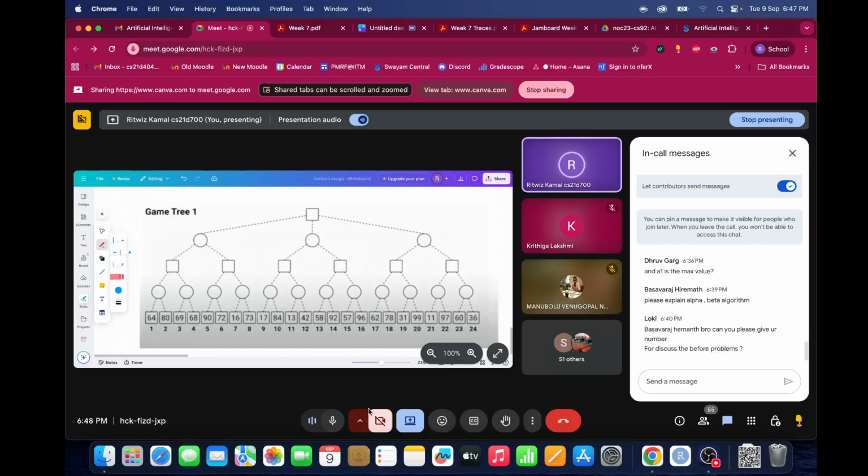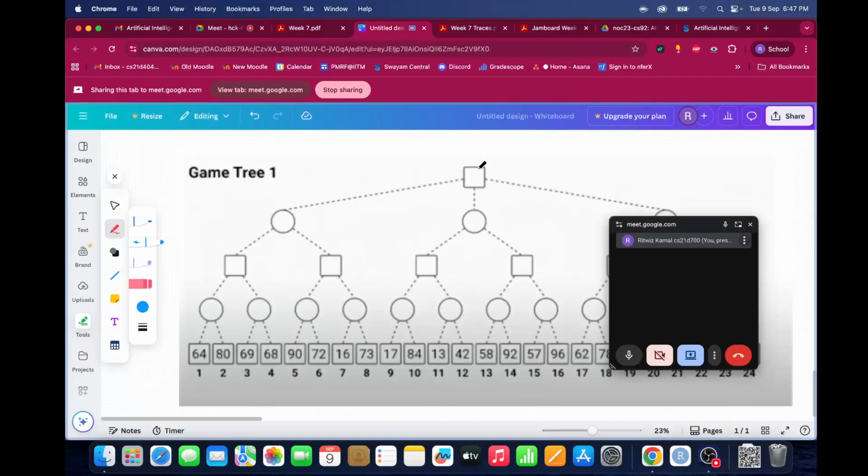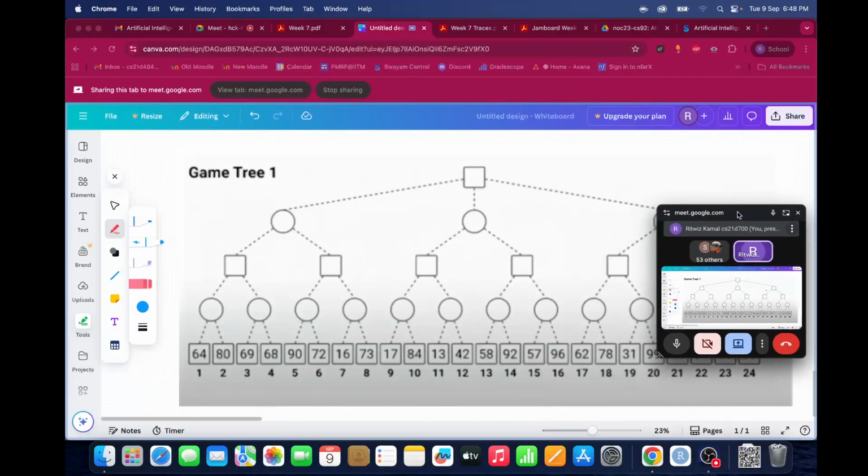Okay, let me start discussing the solution step by step, and let me know if you face any doubts at any point. So as we discussed, we will initialize alpha and beta values. Alpha value will be minus infinity to begin with, and beta value will be plus infinity. This will be propagated to its children.